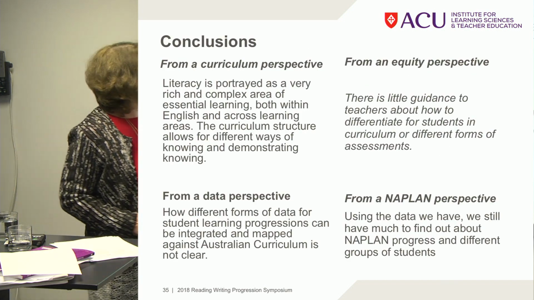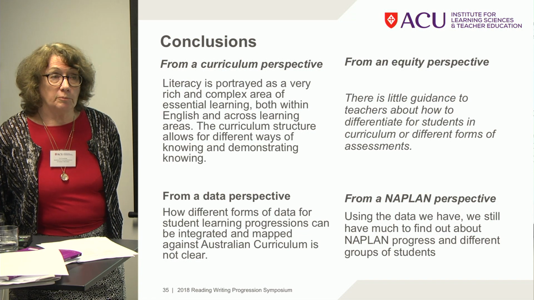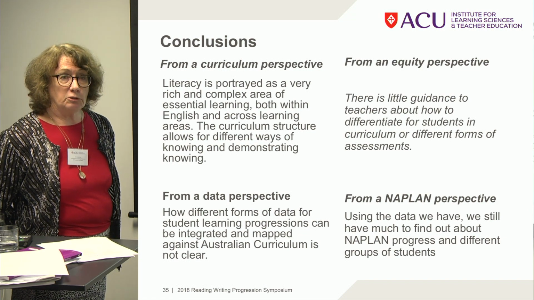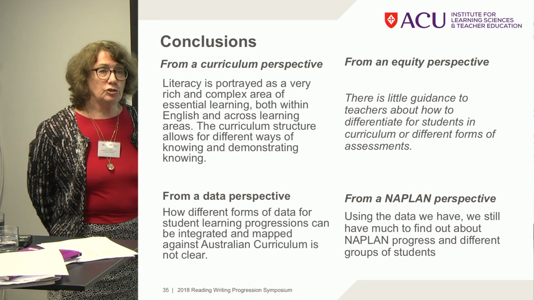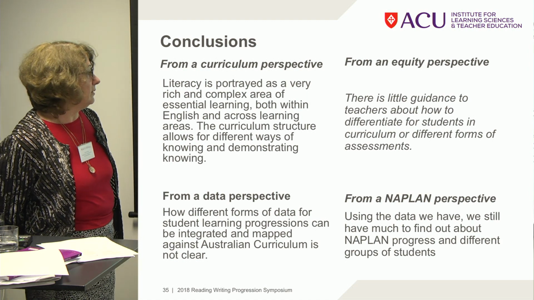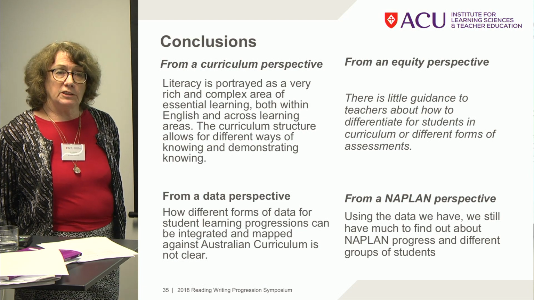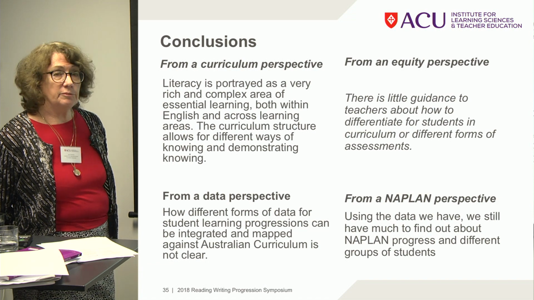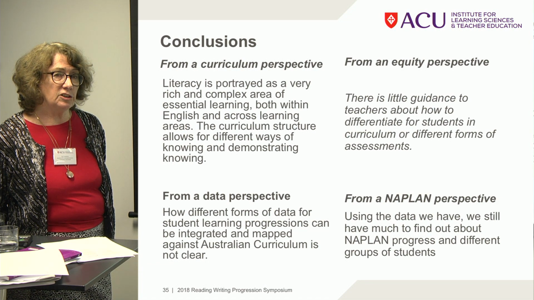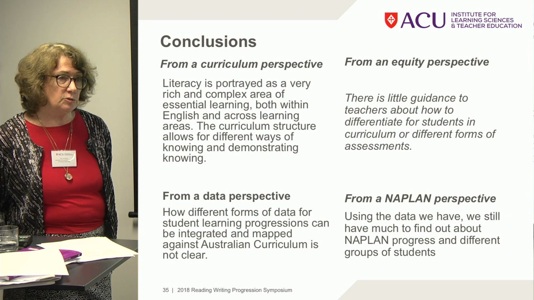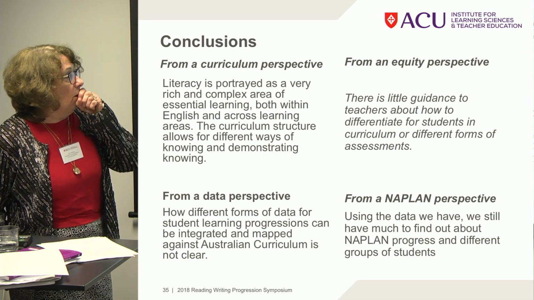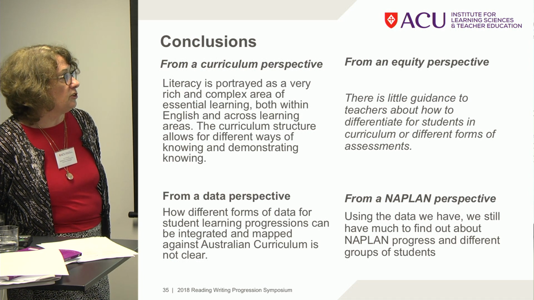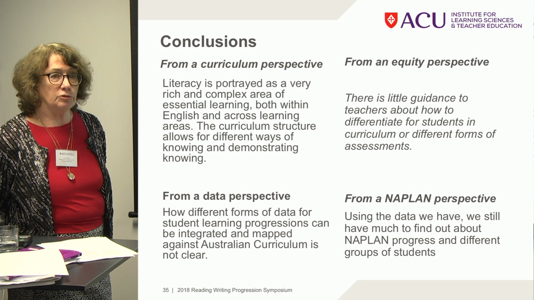So my conclusions. Literacy is very complex in terms of the Australian curriculum. It's an essential learning area, but it's very rich and it has lots of different ways for students to be able to demonstrate their learning. From a data perspective, people are collecting lots of different data that may or may not align with the Australian curriculum, and I think that really we regard that as the starting point for what people should be doing in terms of differentiation. From an equity perspective, there's little guidance to teachers about how to differentiate for students in curriculum or different forms of assessment.